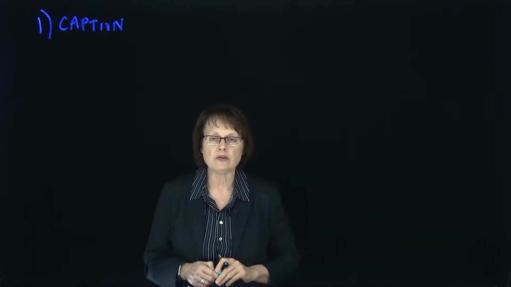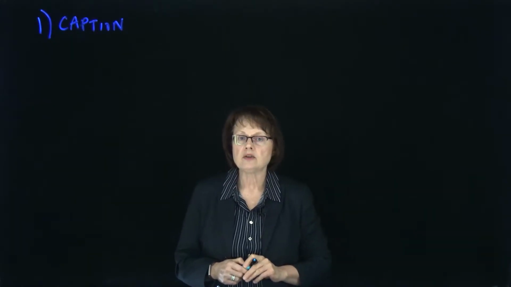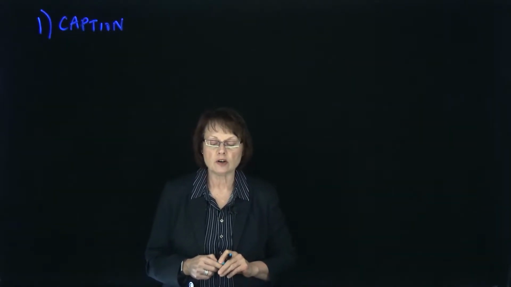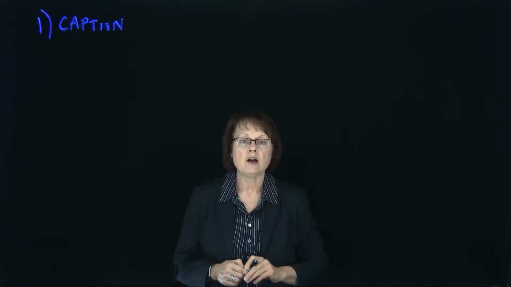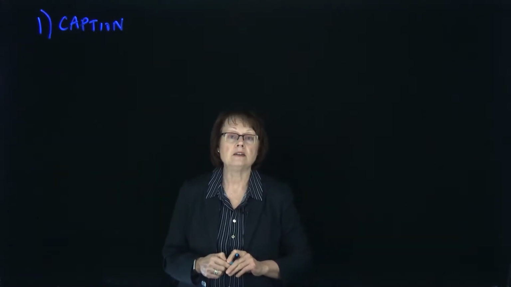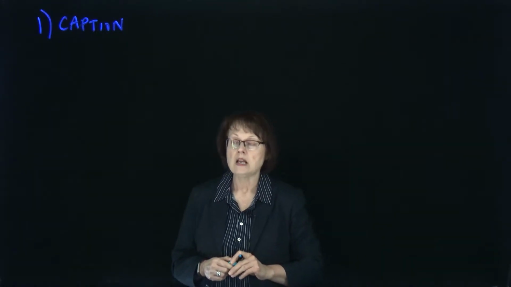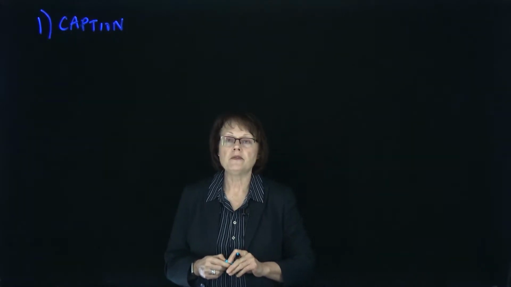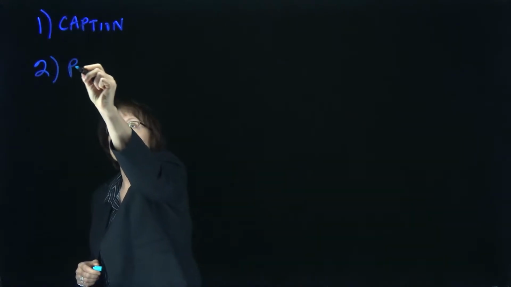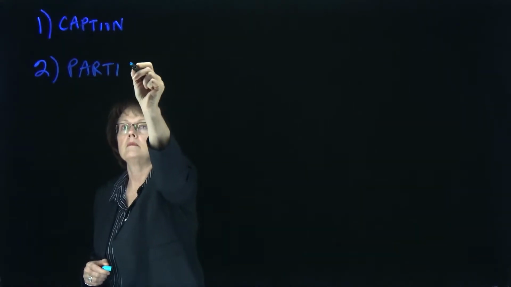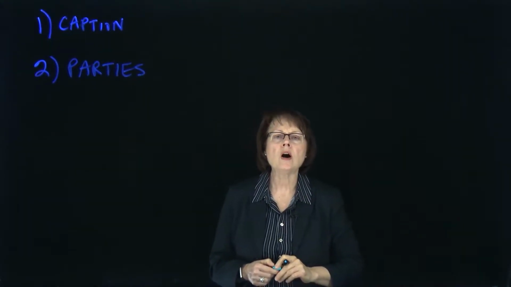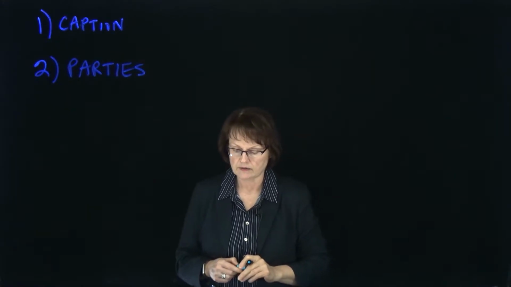One thing I will tell you though, this is a formal document, so you should be sure to write in complete sentences and always check your grammar, punctuation, and spelling and do a final proofread before you submit your final assignment. The second part of the contract I would like to see as the parties. So you have to think about who are the parties to this contract?